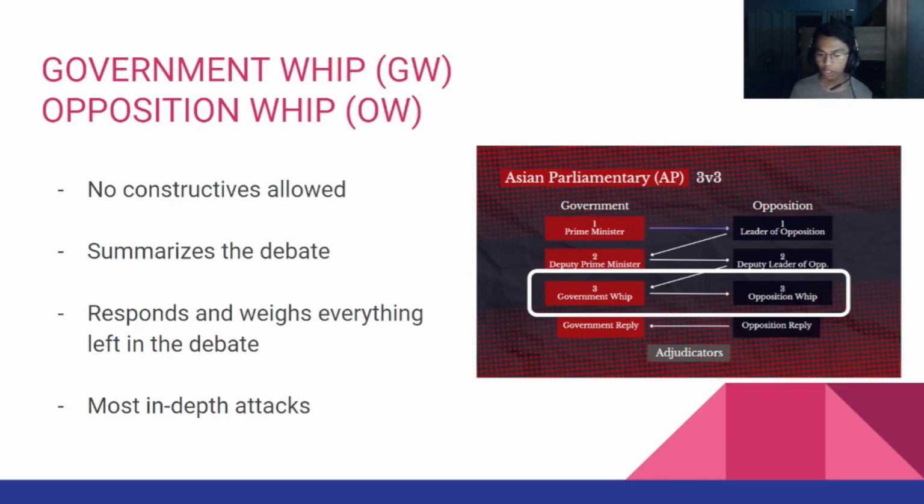which is why as a last speaker, you have to have very good tracking, you have the most in-depth attacks, whereas the deputies might cover a lot of ground but not be as precise. As a whip, you have to be incredibly precise with the things you respond to, with your prioritization, with summarizing the debate, and basically spoon-feeding to the adjudicator why you win.